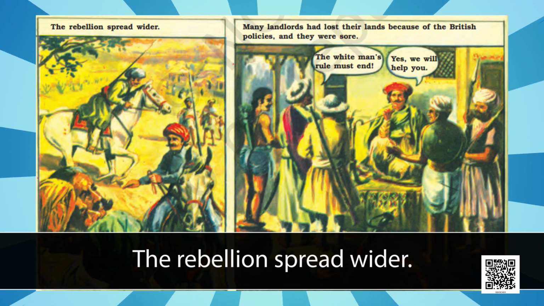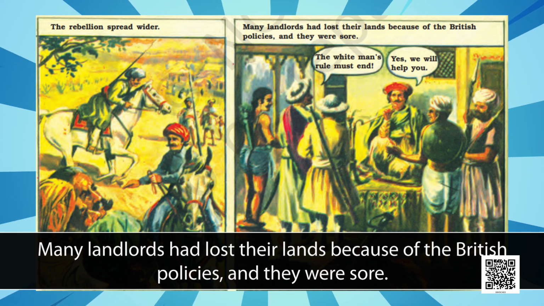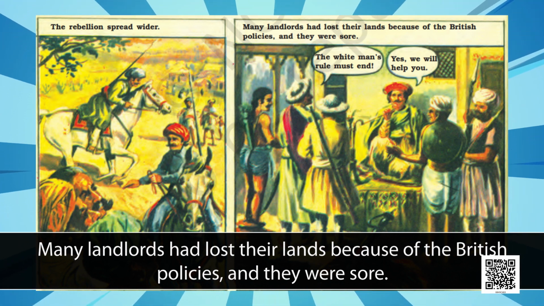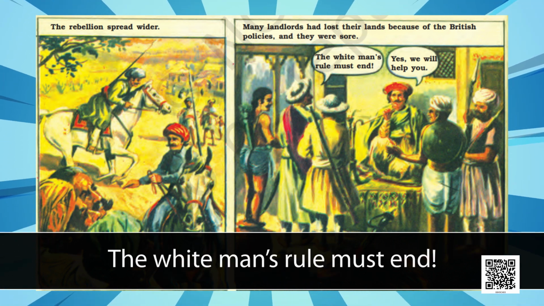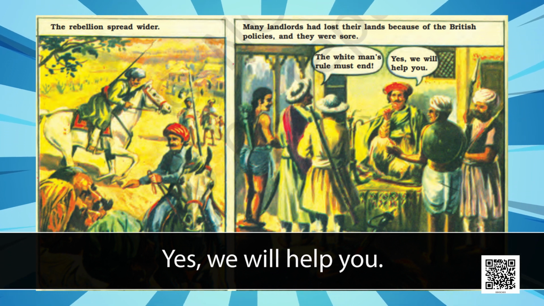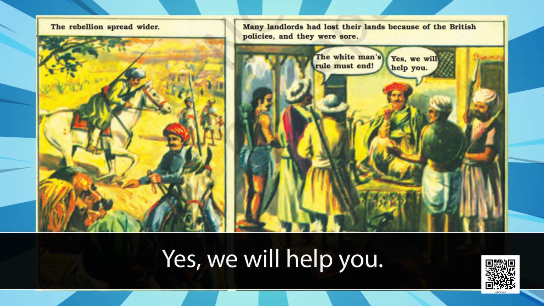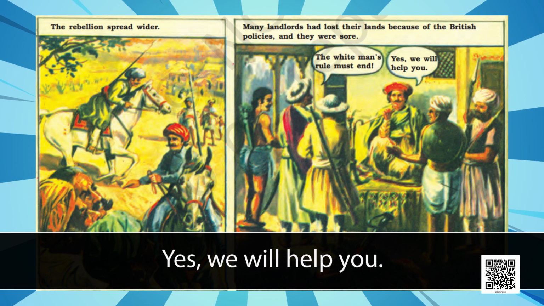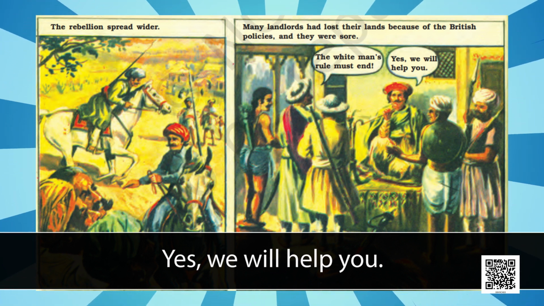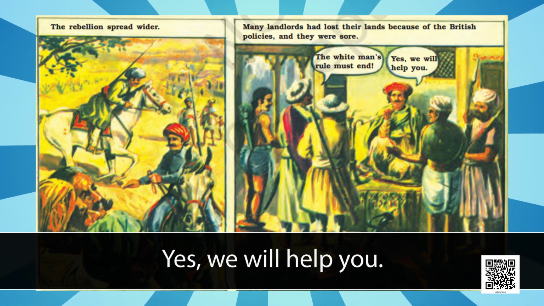The rebellion spread wider. Many landlords had lost their lands because of the British policies. They were very sore. The white man's rule must end. Yes, we will help you, says the zamindar. So now you see till now who all have joined the rebellion. The common people, the zamindars, the army, the tribals, everyone revolted against the British.